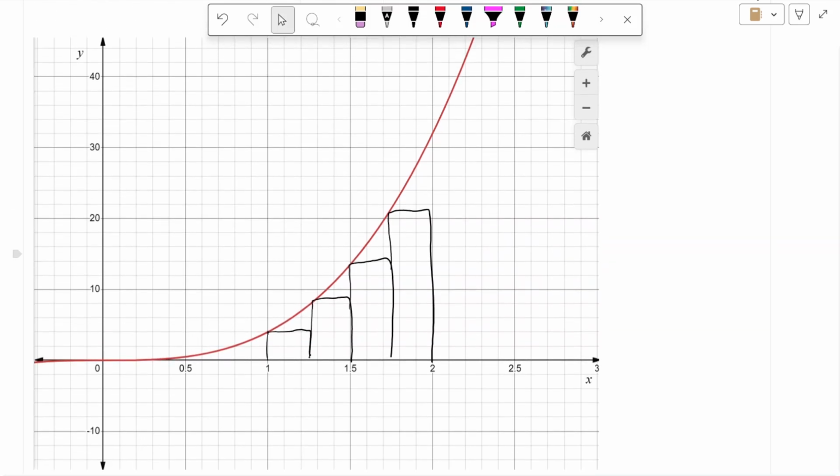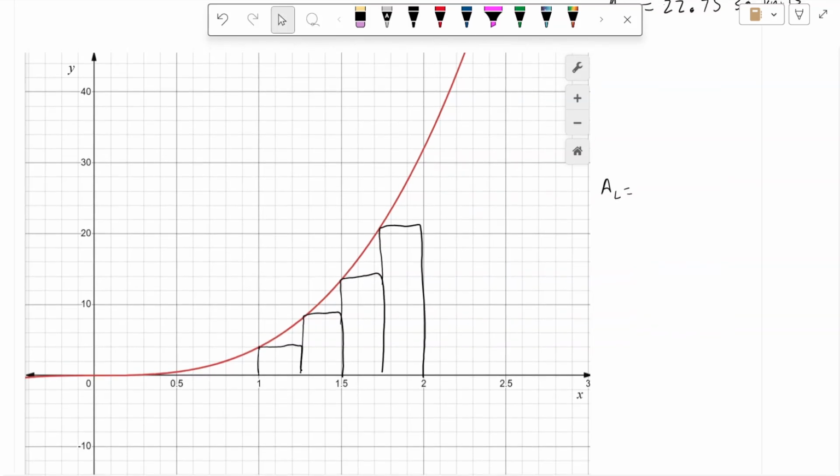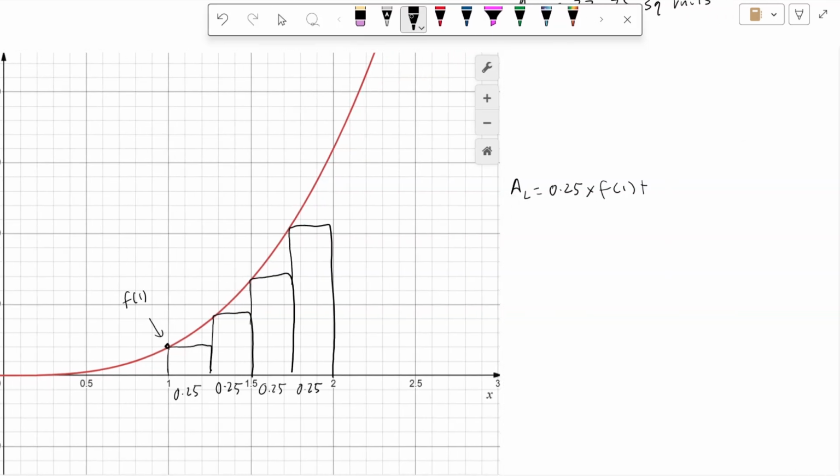And so each of these rectangles is going to be 0.25 wide. So it's going to be 0.25 times, and then to get the height of this rectangle, this is just f of 1. So it's whatever I get when I plug 1 into the function. And then we can go 0.25 times f of, the next height is going to be f of 1.25. So that's the x coordinate there, it's halfway between 1 and 1.5. So we can work out what that is, and then so on and so forth.